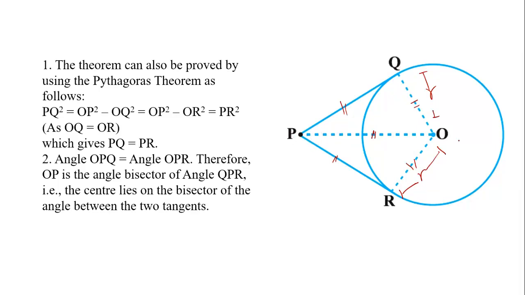The line PO is the angle bisector of angle QPR. So angle QPO will always be equal to angle RPO. If this angle is theta, this will also be theta. So this is also an important result.